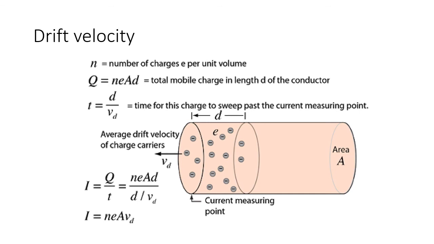And I would like to recall the physical quantities involved in this expression. So n is the free electron density of the conductor, e is the charge of the electron, and capital A is the cross-sectional area of the conductor.